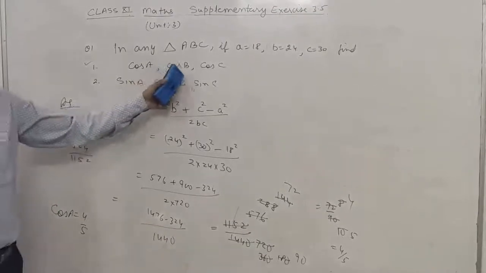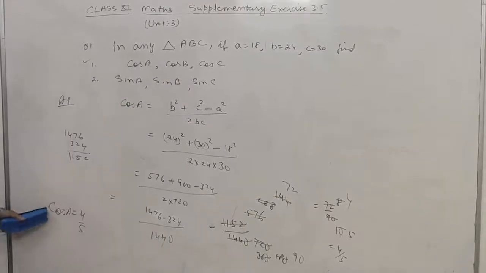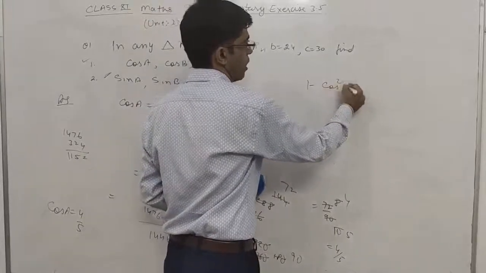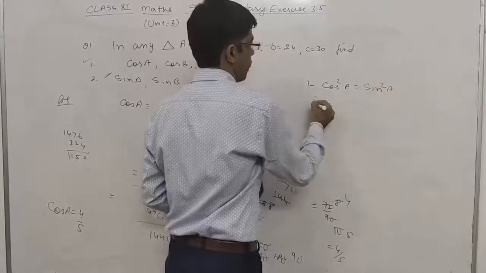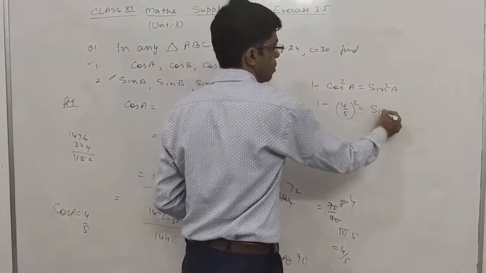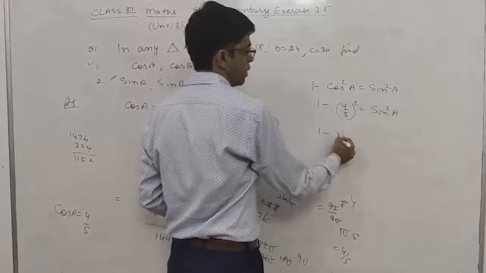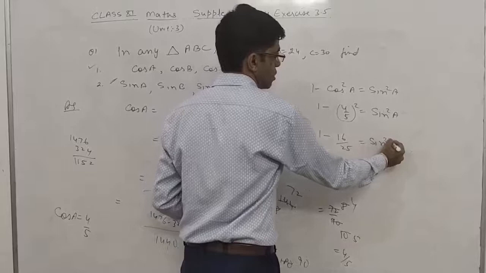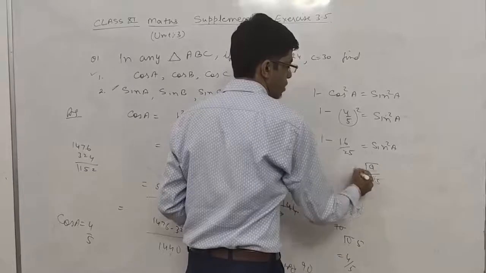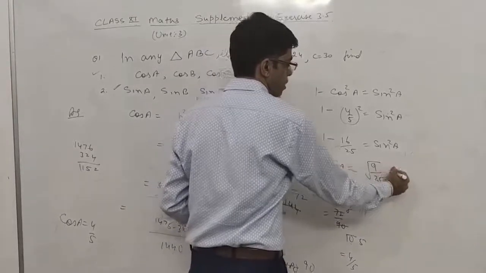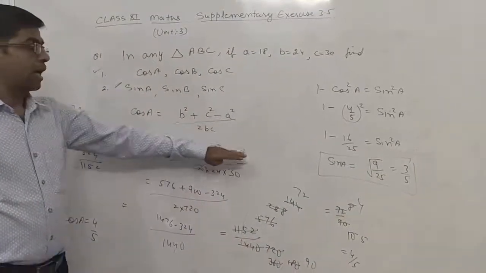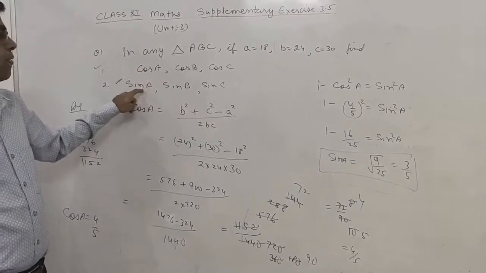Similarly, we can find cos B and cos C. With the help of this cos A, we can find sin A. How? 1 minus cos square A is equal to sin square A. 1 minus 4 upon 5 whole square is equal to sin square A. 1 minus 16 upon 25 is equal to sin square A. 25 minus 16 is 9. Square root of this is sin A, 3 upon 5. So we had found cos A, so similarly we can find sin A easily.